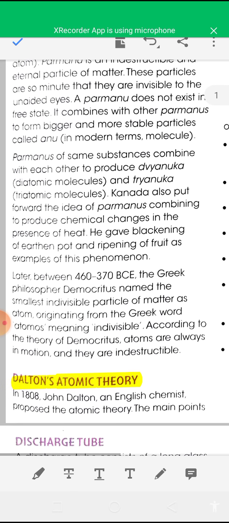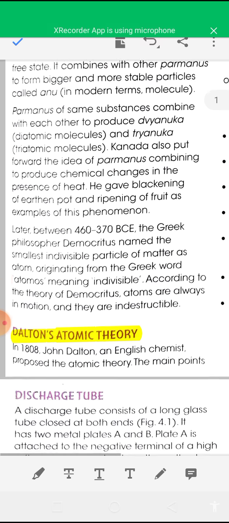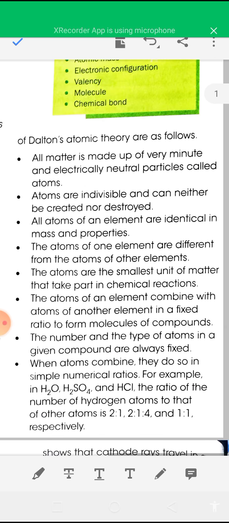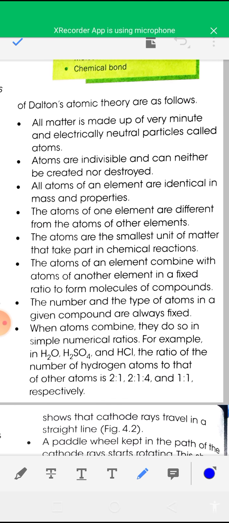And what John Dalton told about atoms in his atomic theory. So let's see Dalton's atomic theory. In Dalton's atomic theory, he told that all matter is made up of very minute and electrically neutral particles, and these are known as atoms. And atoms are indivisible and can neither be created nor destroyed.